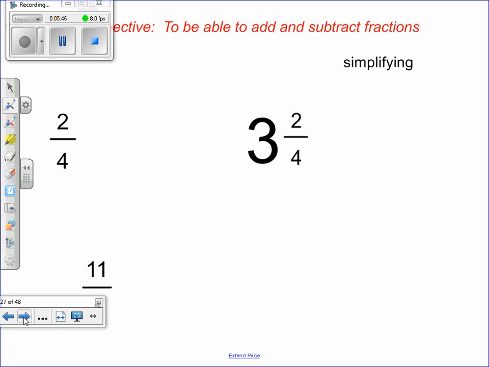Okay, simplifying fractions. Some of you have called this reducing fractions in the past, and the reason I don't like reducing is because it makes it sound like it's getting smaller. It's not actually, nothing's getting smaller, nothing's disappearing. 2/4, here's my cheesecake.